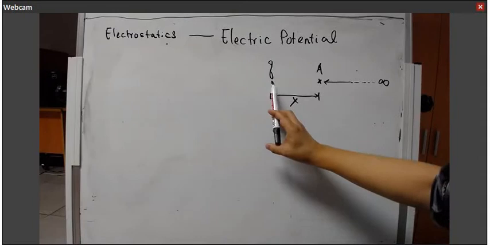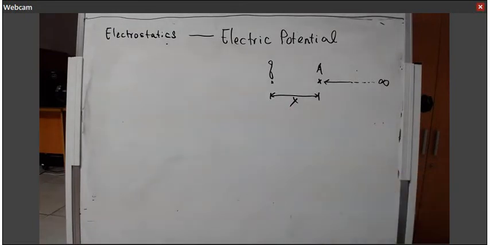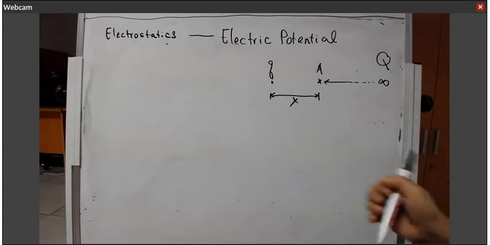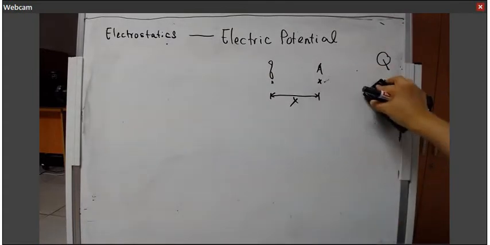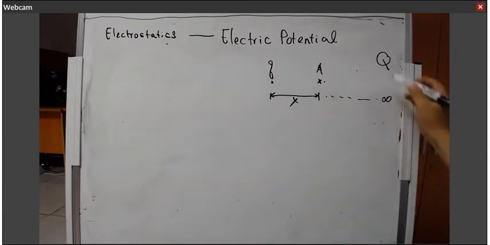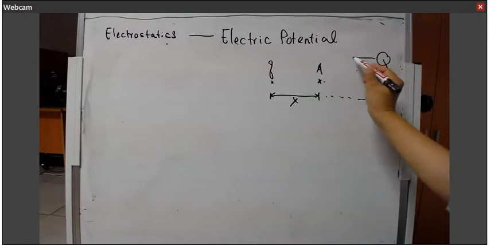Suppose we have a point charge Q at this location. We are now going to bring an object from infinity to point A, and the object carries another charge, big Q. So let's write this down here. Infinity, right? We are going to bring it from infinity to point A.